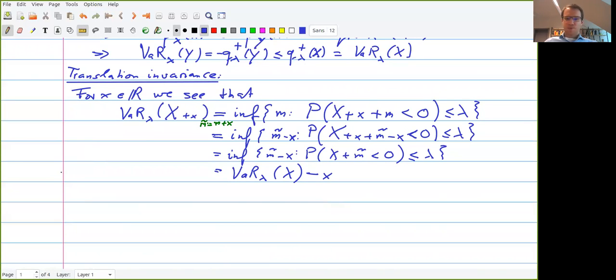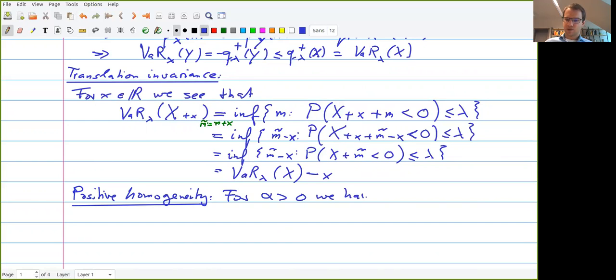And now I promised you two more properties. The first one was the property that it's positive homogeneous. So if we scale up our financial position x by a positive constant, we scale up the risk in the same way. So where's our positive constant? Let's call it alpha. What do we get if we have alpha?